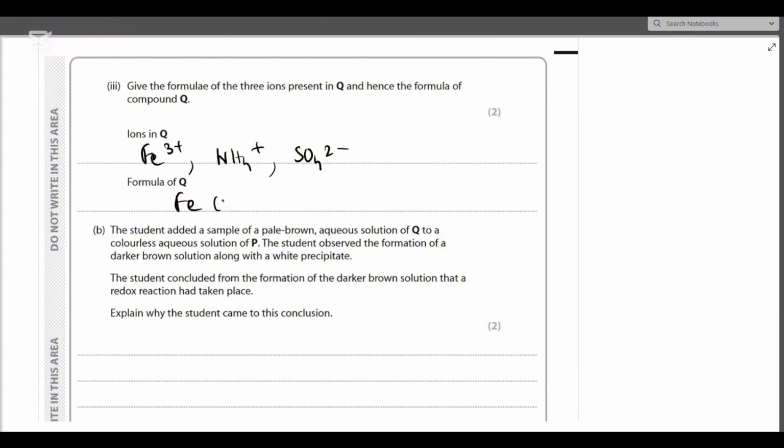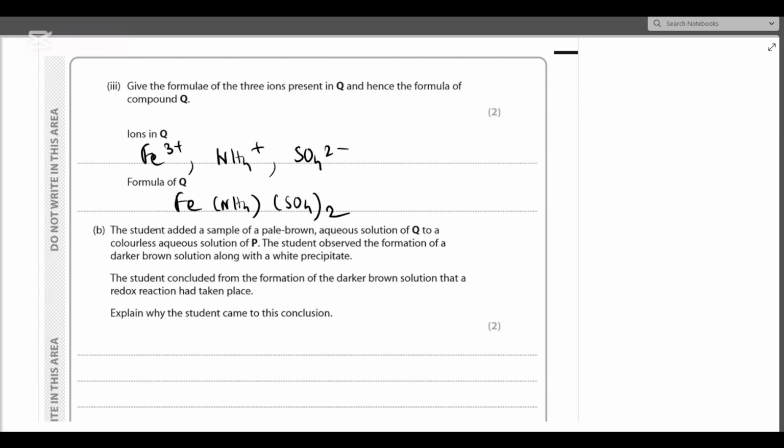Fe NH4 (SO4)2. Okay, if the question is why did we give 2 right here, it actually helps to neutralize the charges. That's why I give a 2 right here. This is all about the valency concept, nothing else.